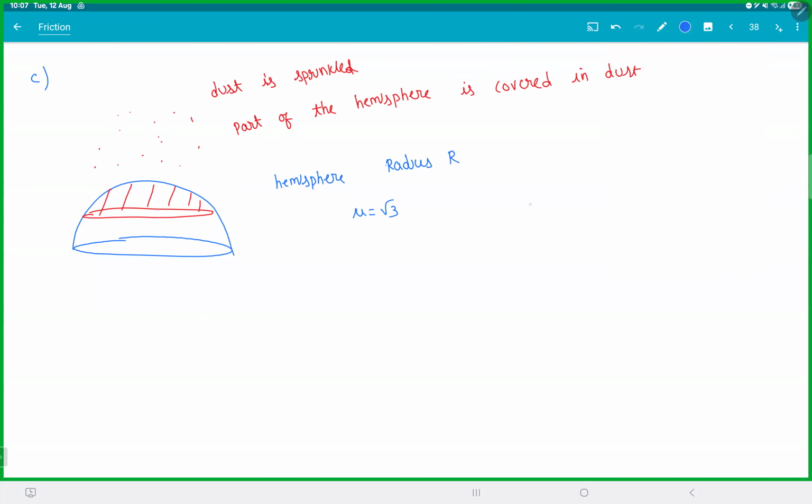Anyone remembers how to do this? Try, I'll give you a minute. You took a hemisphere whose friction mu is equal to √3, and you sprinkled dust on it, and the dust got stuck to the hemisphere only for a part of it. The entire thing didn't get covered. Find the area covered in dust.